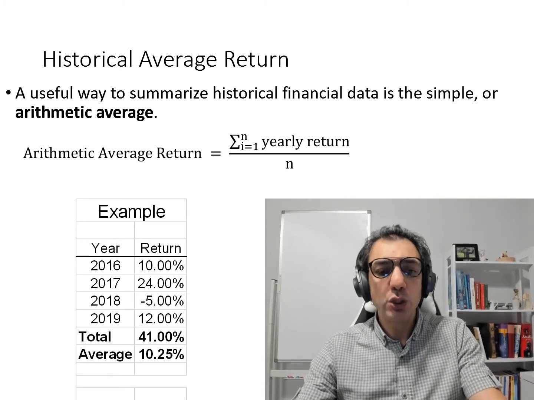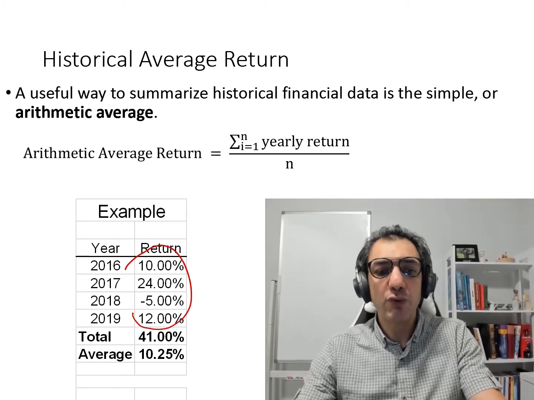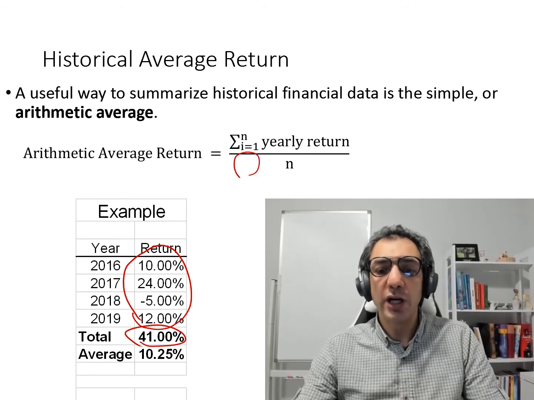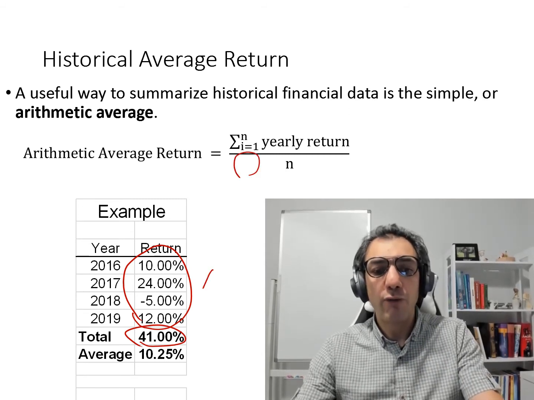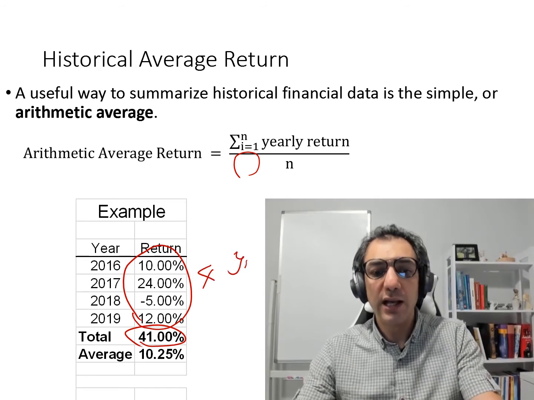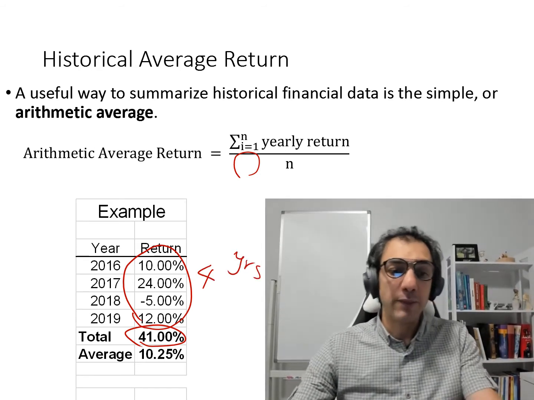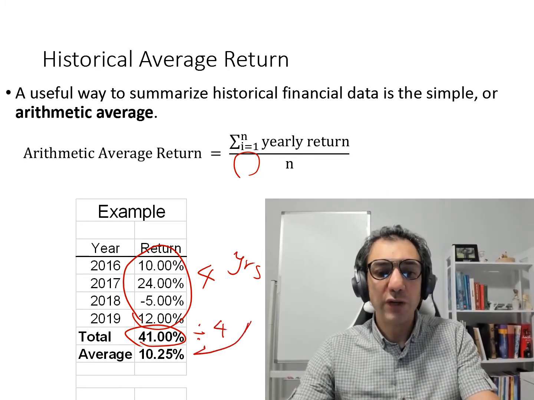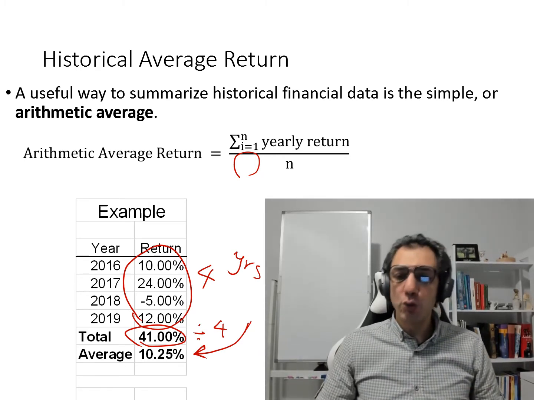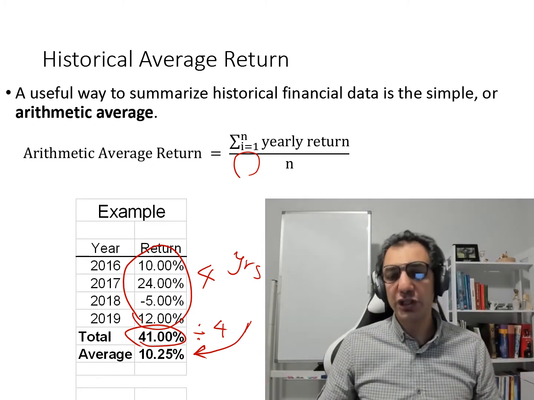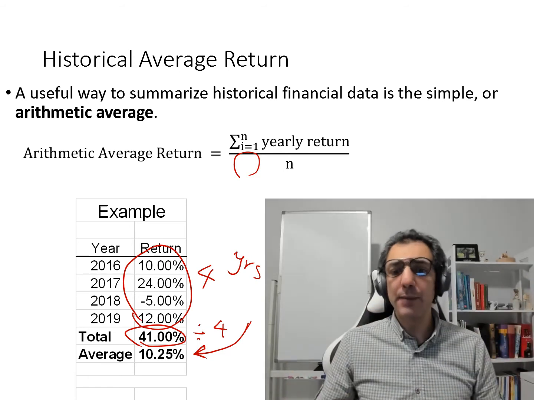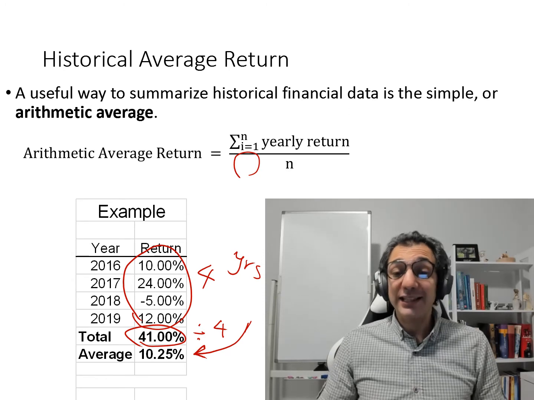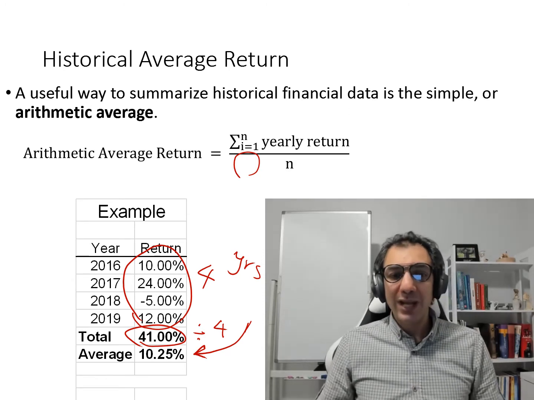So in this case, I just add all these 4 returns, in which I get 41%, and then, as you see, I divide by n. So I have 4 years in this example, or 4 periods. So I just divide this 41% by 4, which gives me 10.25%. So you can say your average return on an annual basis, based on the arithmetic approach, is 10.25%. And this is, again, for the multi-period.